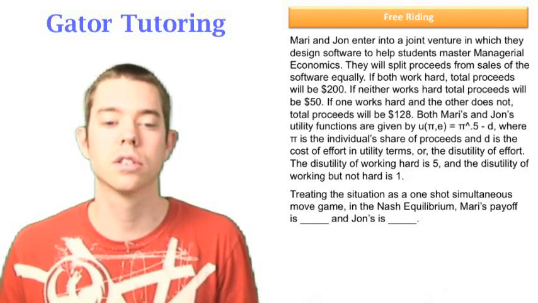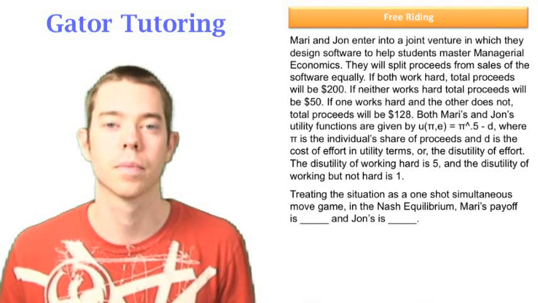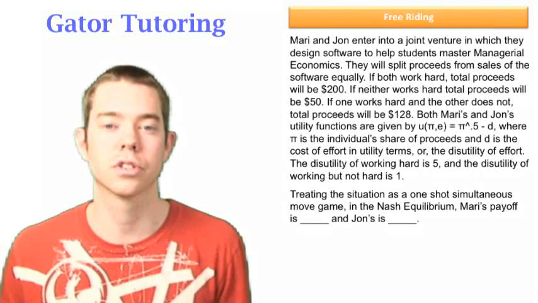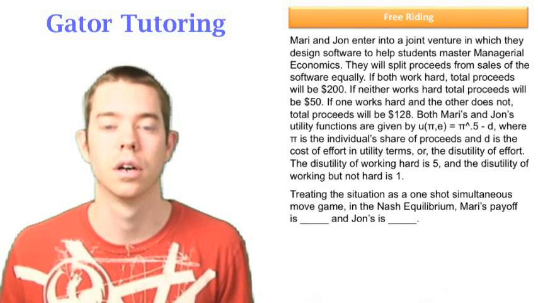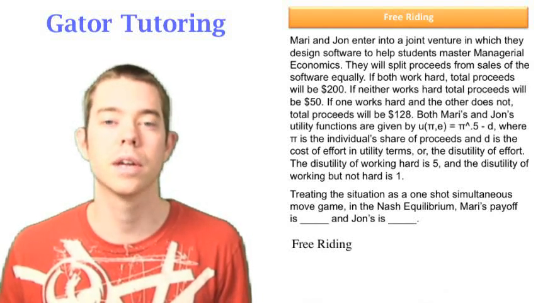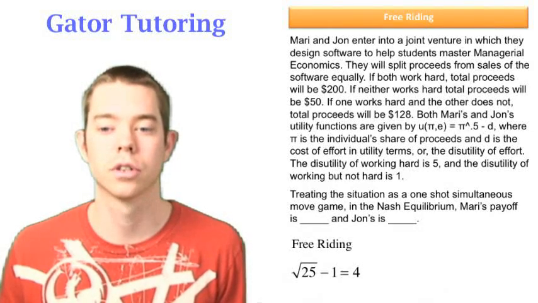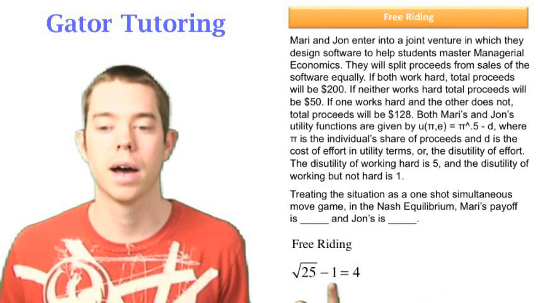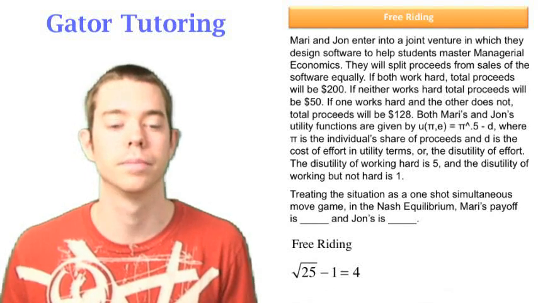It says, treating the situation as a one-shot, simultaneous move game, in the Nash equilibrium, Mary's payoff is blank and John's is blank. Well, if it's a one-shot game, we know that each person is going to maximize their one-shot value or individual surplus. Or they're going to free ride, another way to say the same thing. When they free ride, neither one of them works hard, so for one person, it would look like this. They'll split 50 and get $25, so we'll have the square root of 25 minus 1 because they didn't work hard, and both people will end up making 4. So the answer is 4, 4.